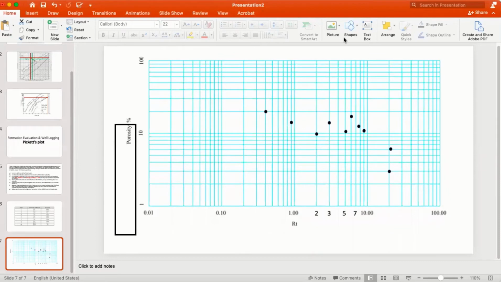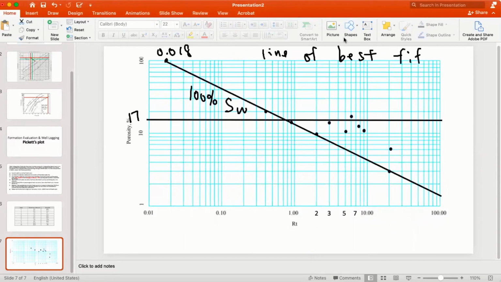Then go up. Okay, and next, I just delete it first. It actually doesn't exist over here.